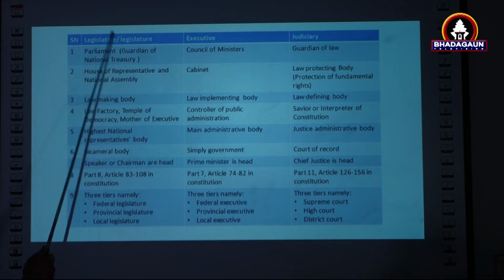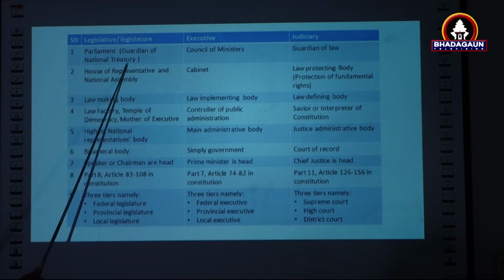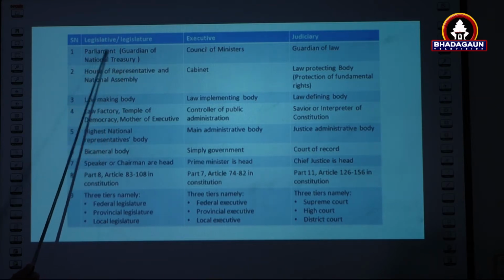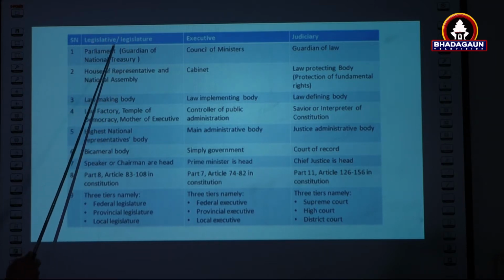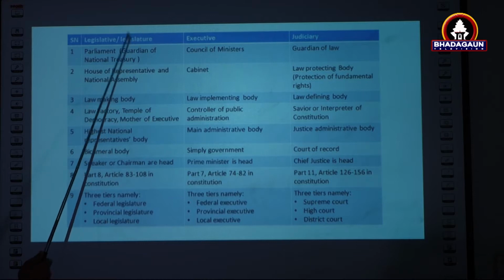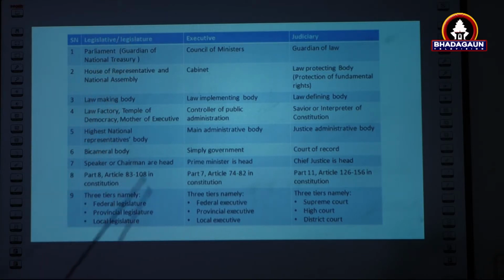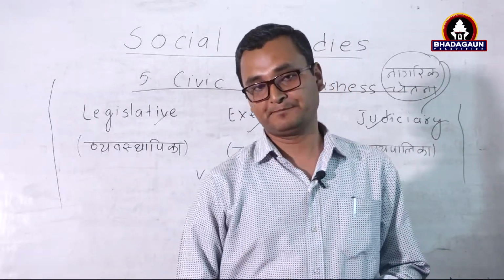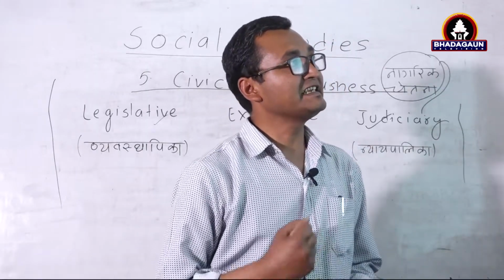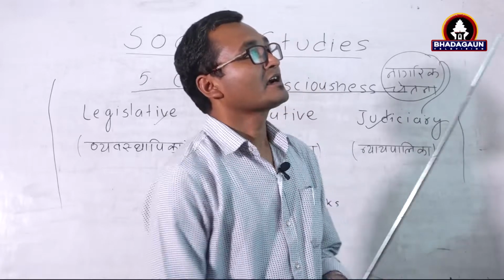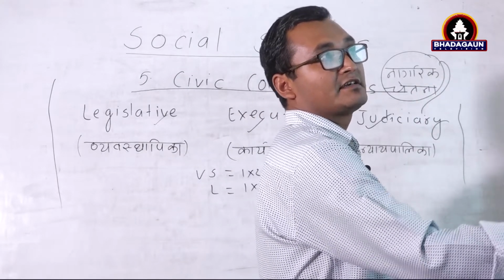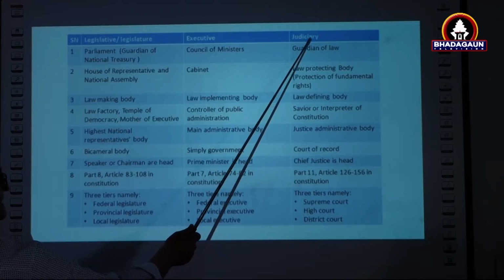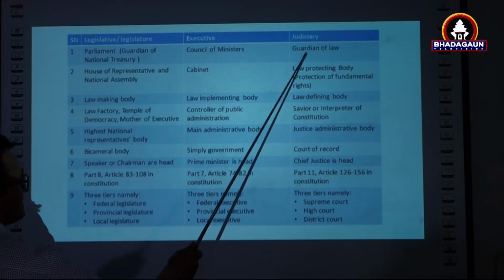Parliament is also known as guardian of the national treasury. It means Rajyako Dhukutiko Saranchak. It means that without the consent of the legislature, the executive cannot spend a single paisa. It means it needs consent. Council of Minister is also known as Mantri Parishad. Judiciary means Nyayapalika or Kanunko Saranchak in Nepali.